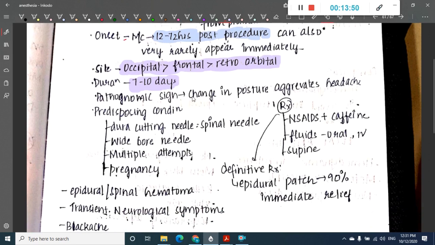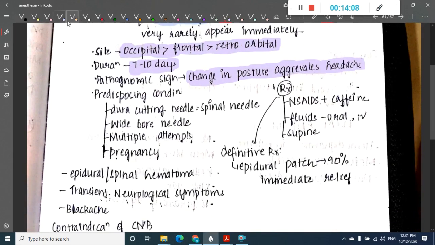The most important pathognomonic sign is that change in position will aggravate the headache. When the person suddenly lies down, there is increased headache. When the person suddenly gets up, there is increased headache. So this headache is mainly aggravated with change in position.